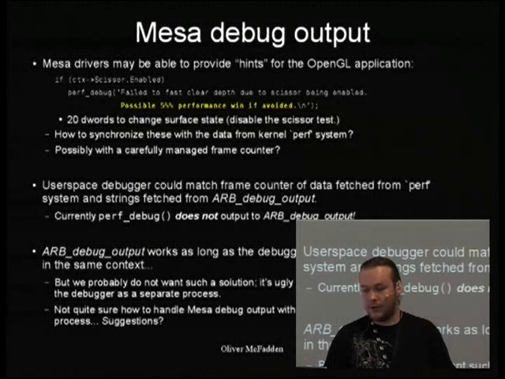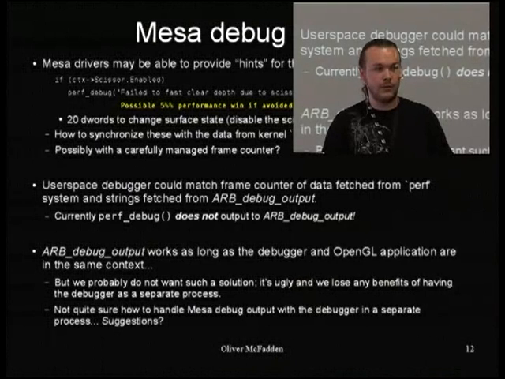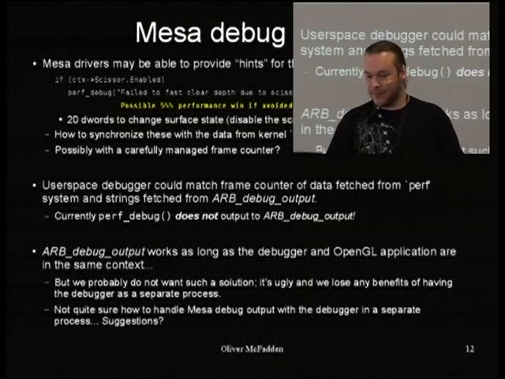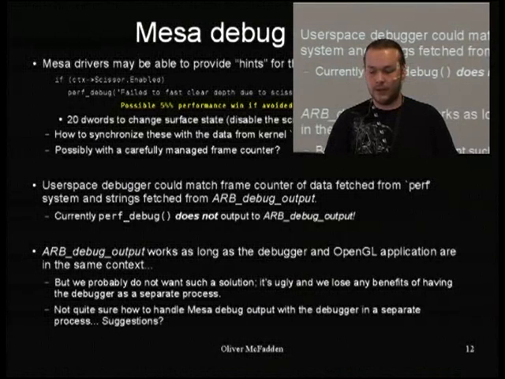Yeah, so we currently don't output even to ARB debug output, which is really bad. That's something we should fix soon. And this will work basically as long as the debugger and the application being debugged are in the same context, the same GL context. We would need some inter-process communication if the debugger will be a separate GL process from the GL process being debugged.